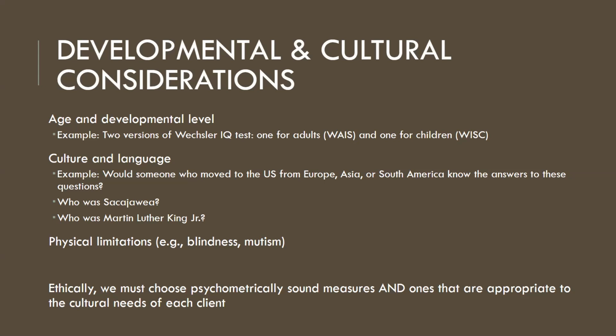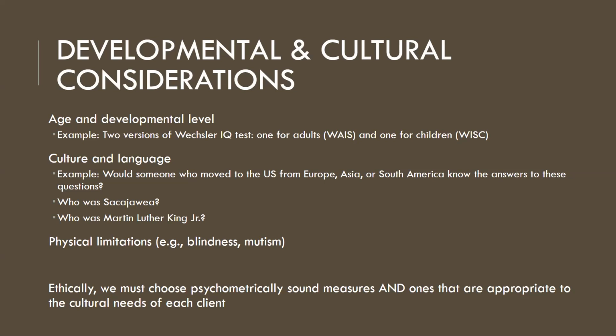But then I got to the general information section, and a lot of the questions, because this is a measure that was written in the United States, were things like, who was Sacagawea? Who was Martin Luther King Jr.? These are questions she wouldn't have learned the answer to in Switzerland. They are very American centric. And so she did really poorly on this one section, not because she wasn't intelligent, but because these were very culturally specific questions. And so I use this as an example because you might think that the United States and Europe are more similar.